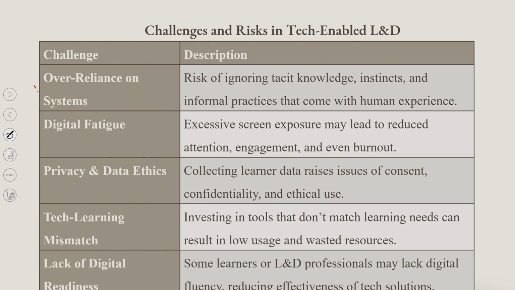We talk about the over-reliance, it is all about the risk of ignoring something which is very critical, that is tacit knowledge. We ignore the instincts, we ignore the informal practices that come with human experience. So over-reliance on systems typically leads us to do all these things, which would be fatal and detrimental for the organization. There could also be cases of digital fatigue. When you look into excessive screen exposure, that may lead to reduced attention. It may lead to reduced engagement and even burnout in extreme cases.